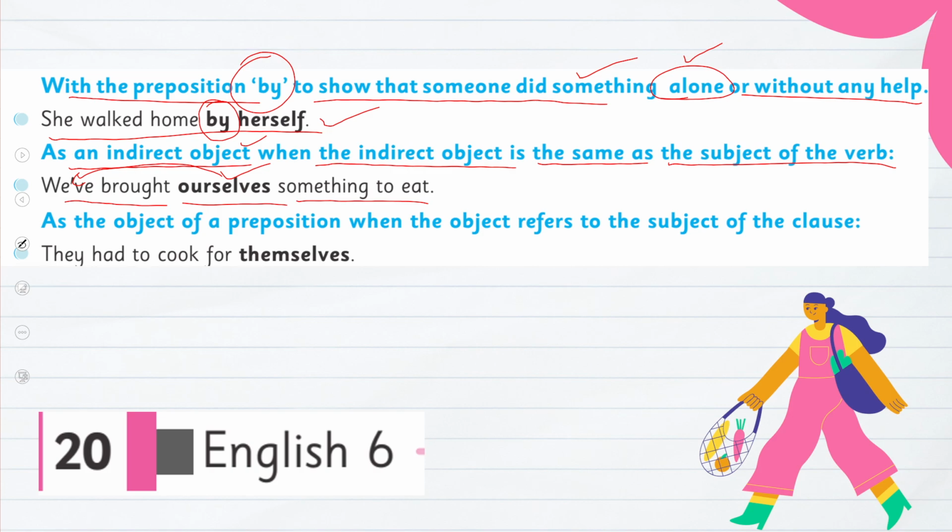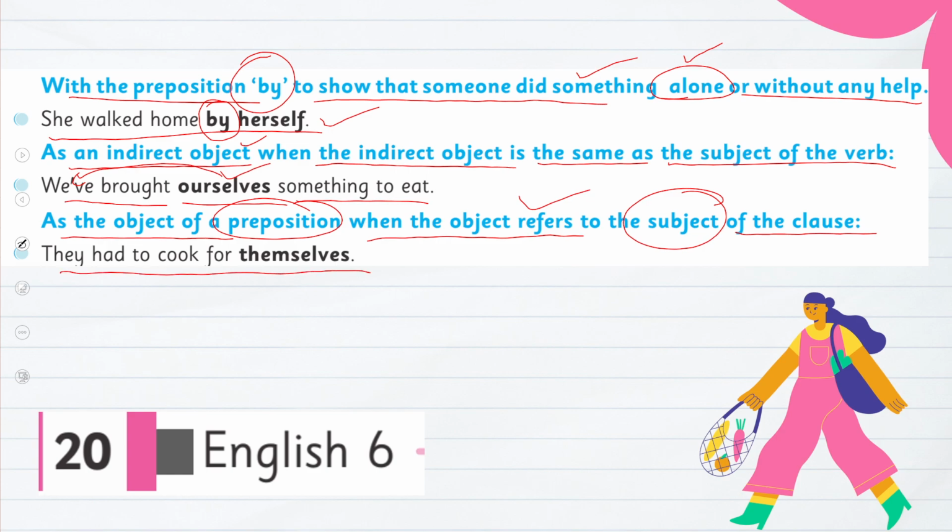Now, in this situation, as the object of a preposition when the object refers to the subject of the clause. Now, let's look at an example. They had to cook for themselves. Now, this preposition is used before this reflexive pronoun, which we know is in a plural form since we used selves. So this plural form reflexive pronoun is actually the object of a preposition, when the object refers to the subject of the clause.